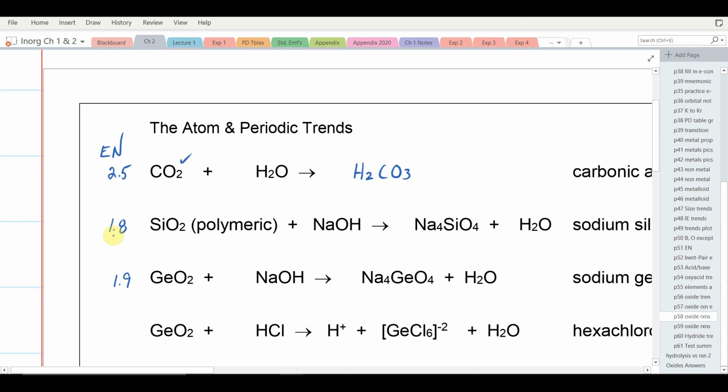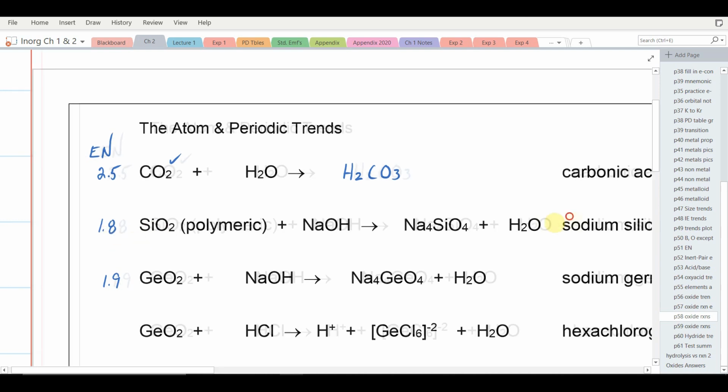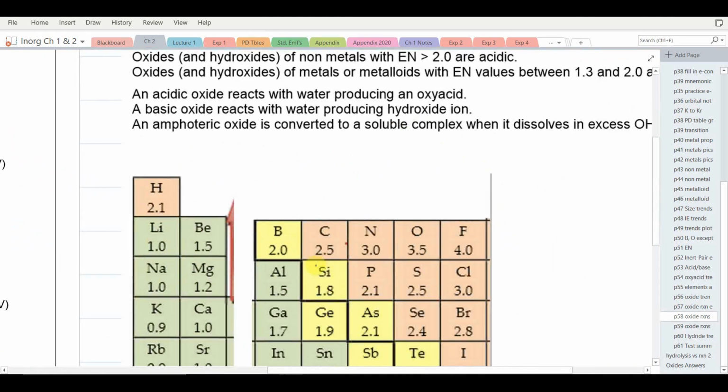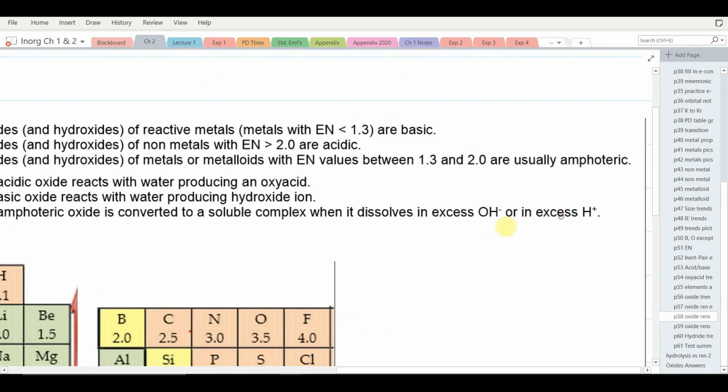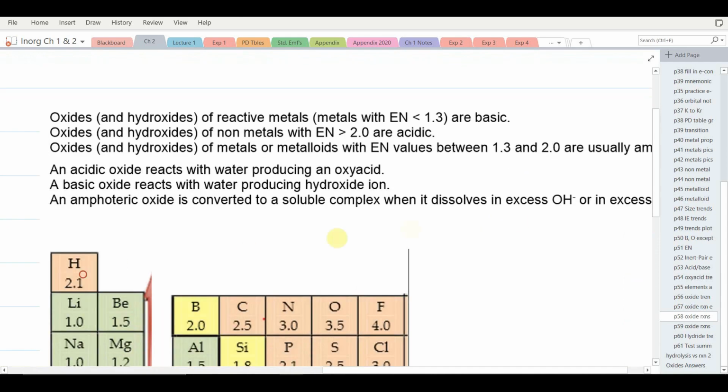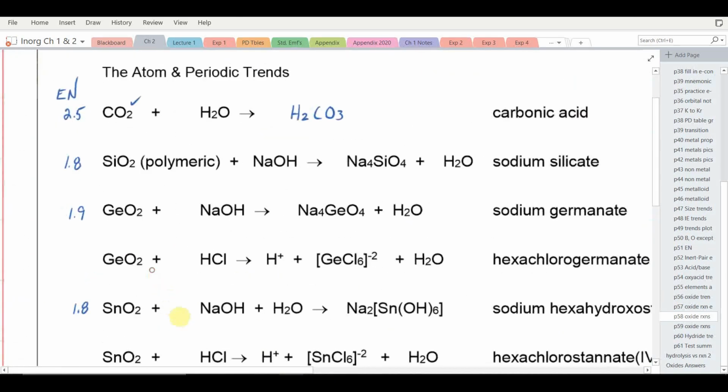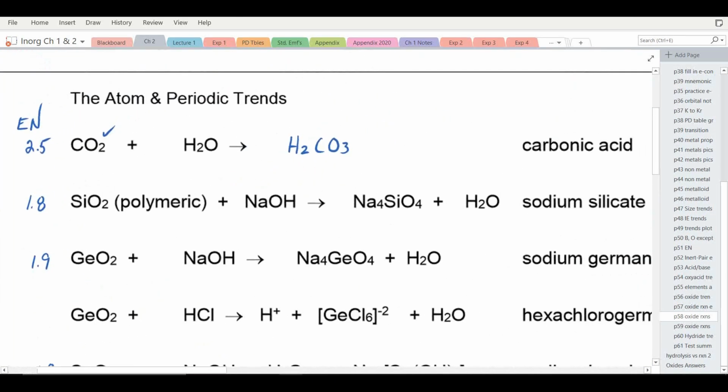Going down group 4A, we have silicon next. Silicon has an electronegativity of 1.8. It is amphoteric. Here's silicon right on the staircase. Electronegativity between 1.3 and 2.0 is usually amphoteric, and silicon is certainly that. So silicon oxide, being amphoteric, will dissolve in sodium hydroxide.